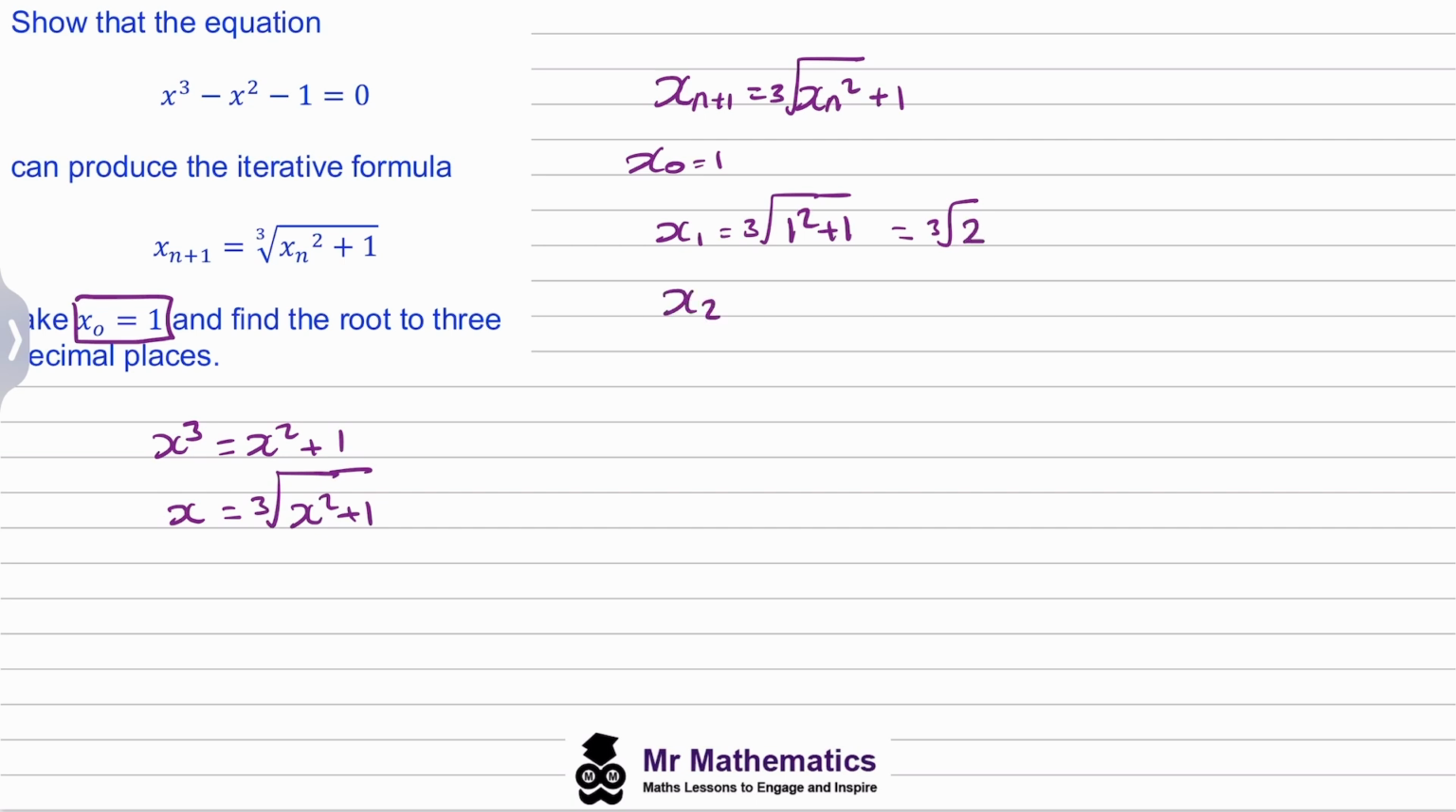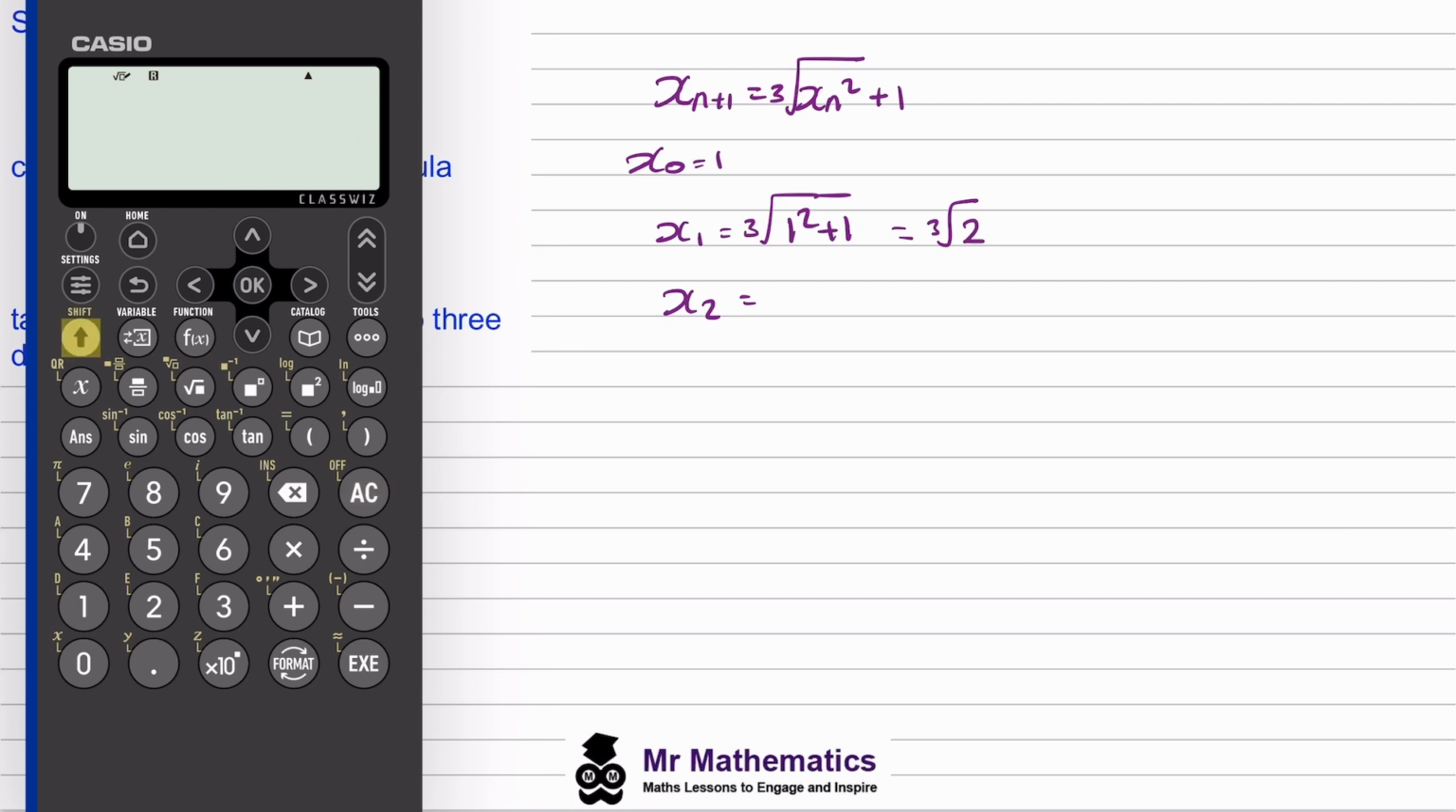For x2, I'll work this out on the calculator. So we've got the cube root of the original 1 squared plus 1. Now we go back to the calculation, and we replace the 1 with the previous answer. So x2 will be 1.3728.